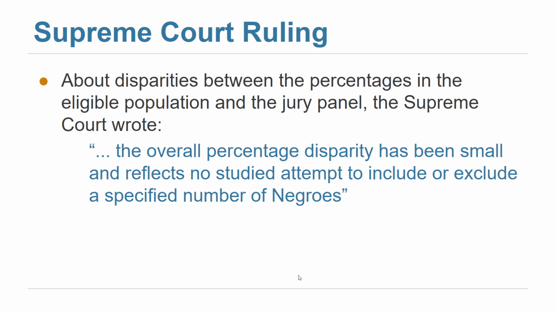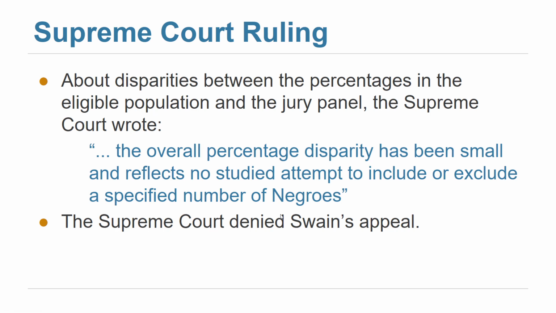The Supreme Court responded to the defense, saying that the overall percentage disparity, the overall percentage difference between the distribution of the population and the distribution in the jury panel, has been small and reflects no studied attempt to include or exclude a specified number of Negroes or Black. So that means that the Supreme Court thinks it can happen if I have a distribution of 26% Black and in this case 74% white. If I take a random sample from that distribution of 100 men, I might get 8 Black and the rest will be white. Okay, so that's what the Supreme Court thinks at the time, and thus the decision was to deny the appeal. So Swain was actually eventually convicted of the crime.